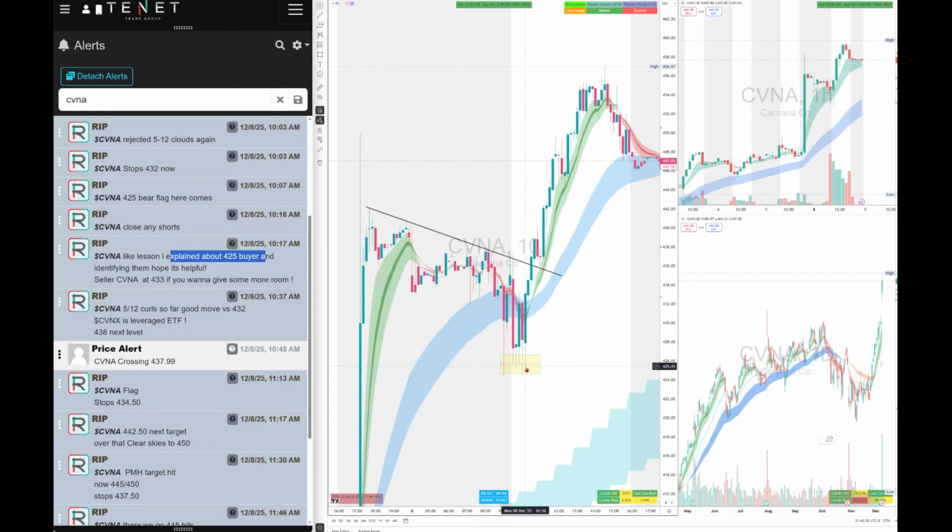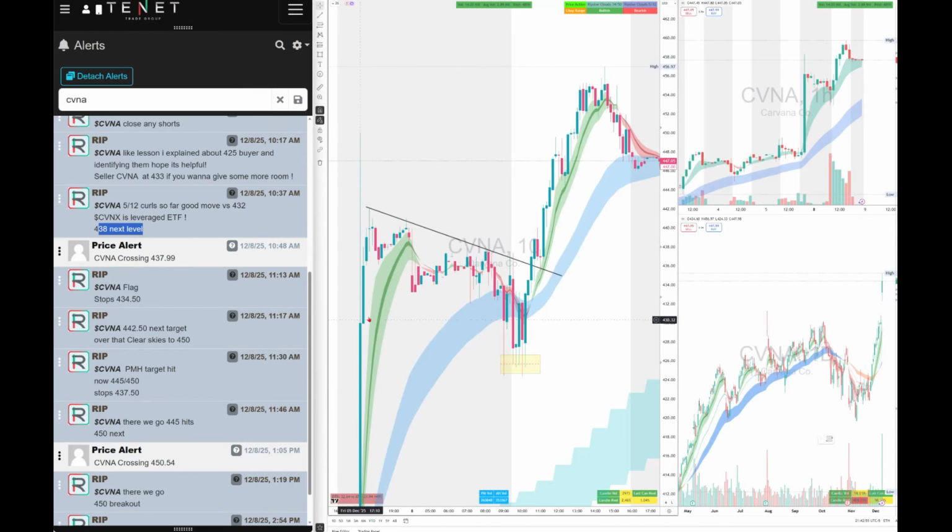So we have to be careful. As soon as CVNA pushed here, we closed our short. And then we got long. I told the traders 512 calls versus 432, and you can also trade leveraged ETFs. The first target I gave was 438. That was from this resistance level, and then we were flagging. I gave the next target as 442.50, and we hit 442.50.